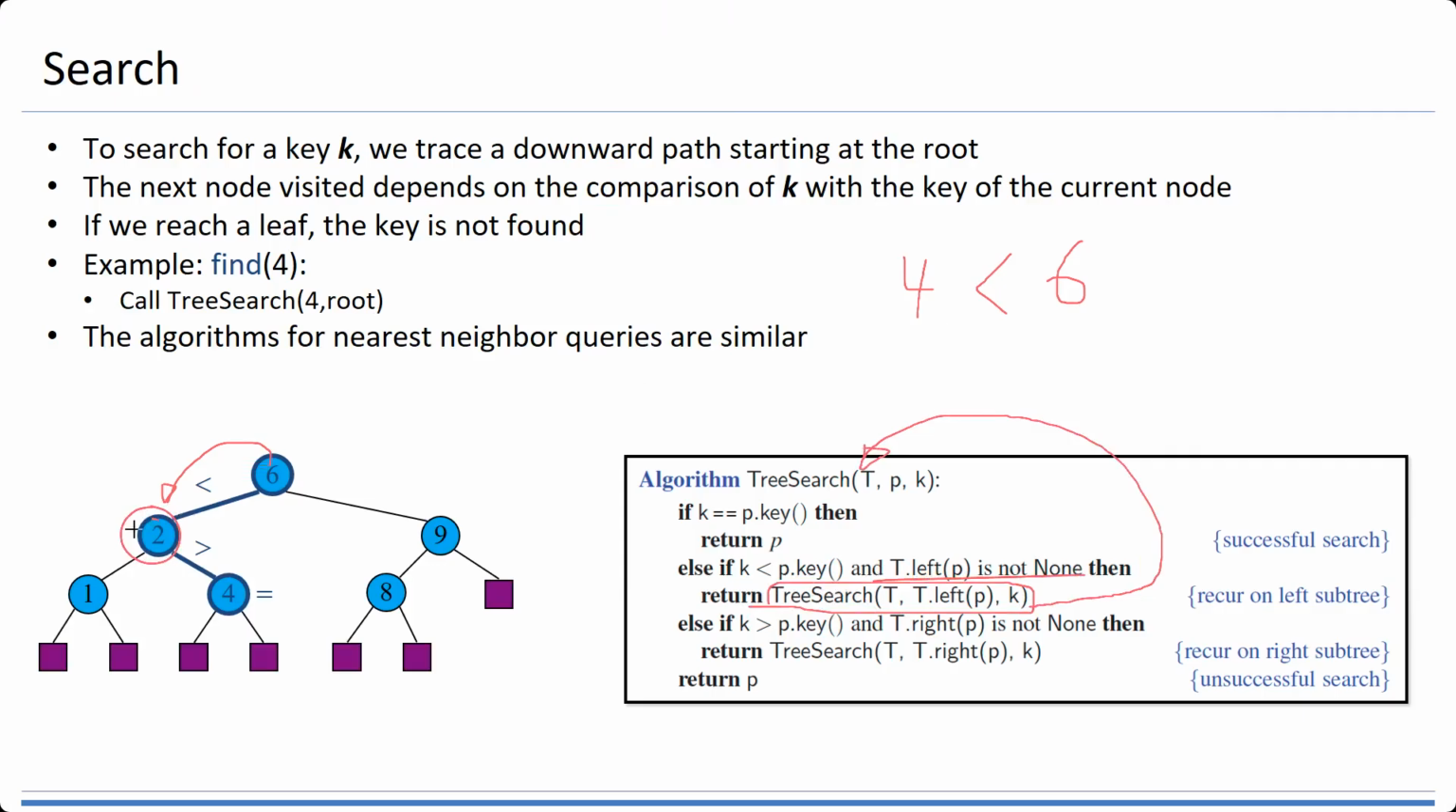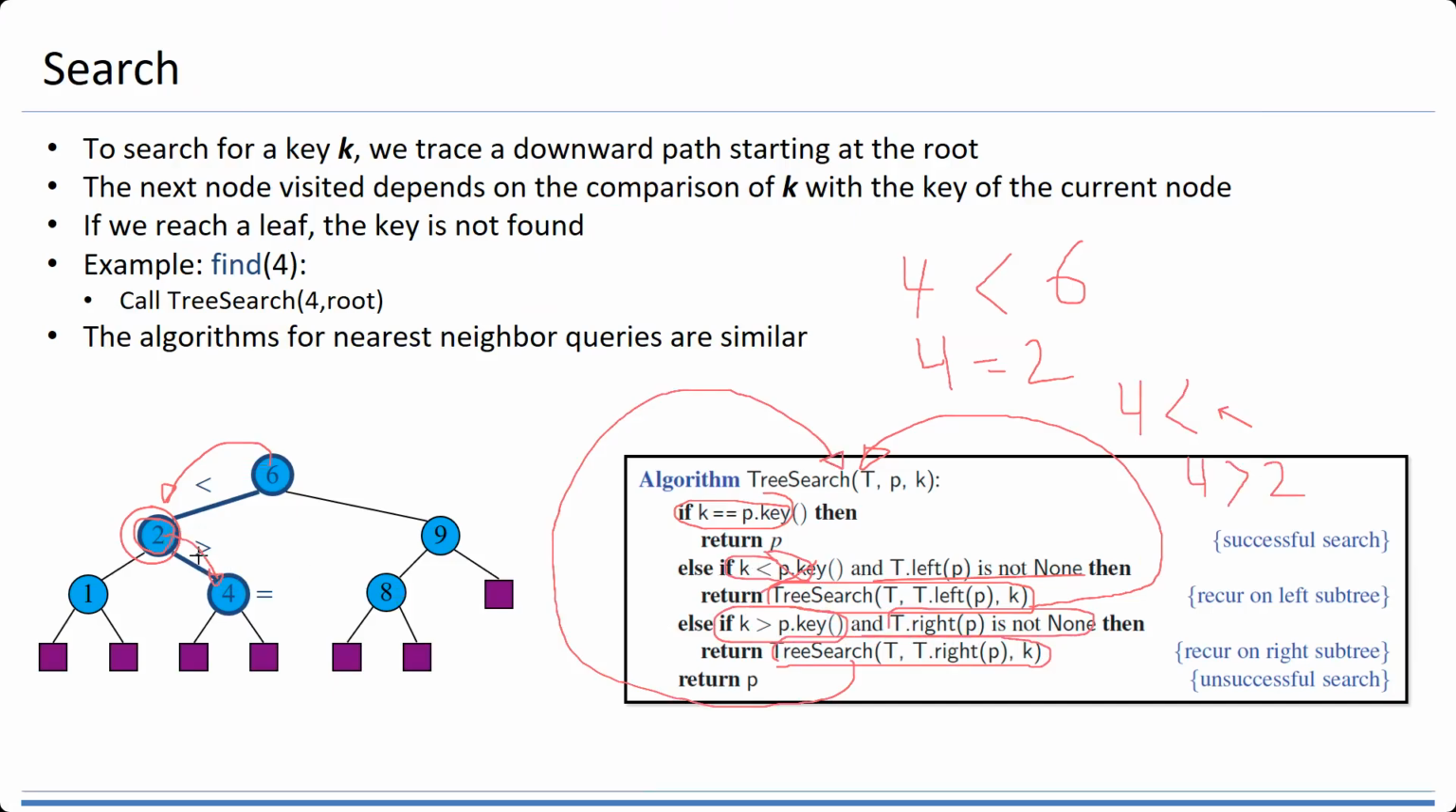Now we know that the key is 2. So does 4 equal 2? No. Then check: is 4 less than 2? No. Then 4 is higher than 2? Yes. And check: the right P is not null. Yes, it is not null. Then we go recursion, so we go recursion to the TreeSearch.